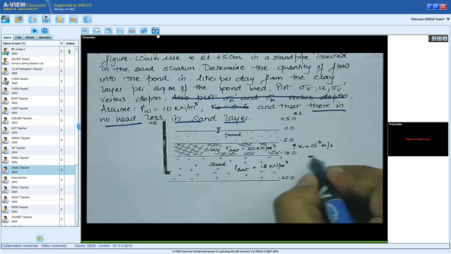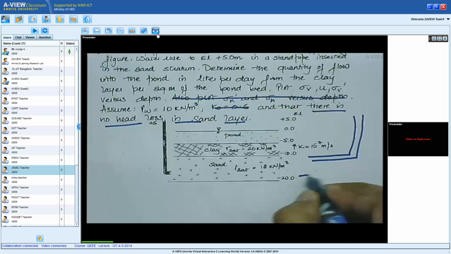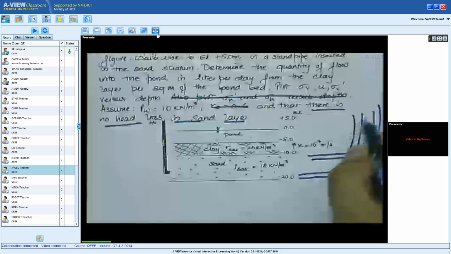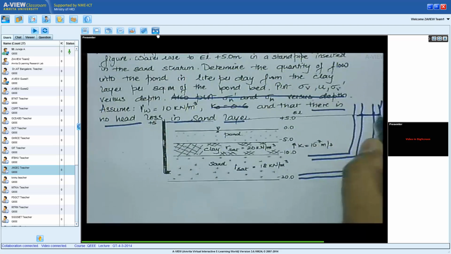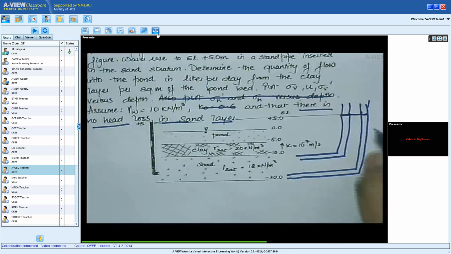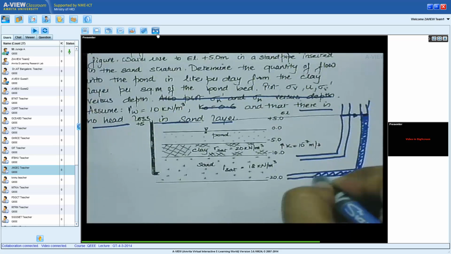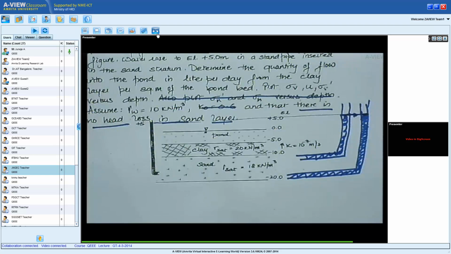So if I just want to draw a cartoon over here, the water level in the sand would be same here. Okay. Sorry about this line, but it just means this is the water level. Okay, so there is no head loss in the sand. That's what the last line means. Let's do this problem.